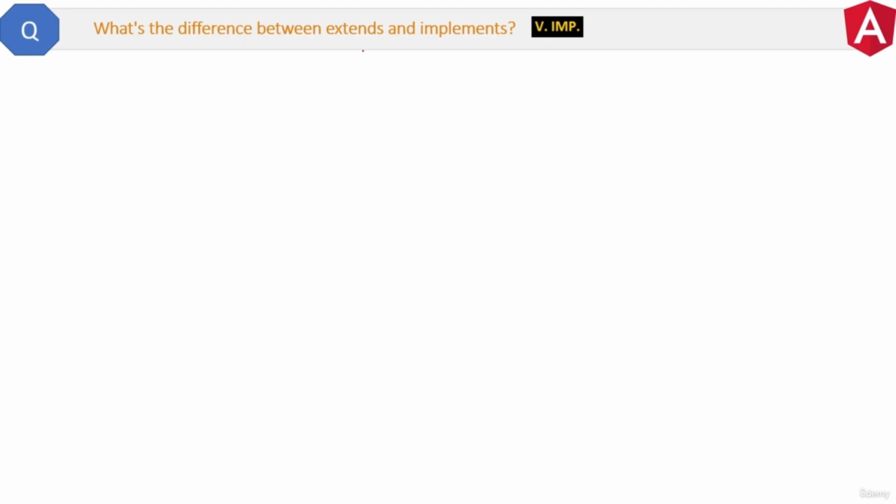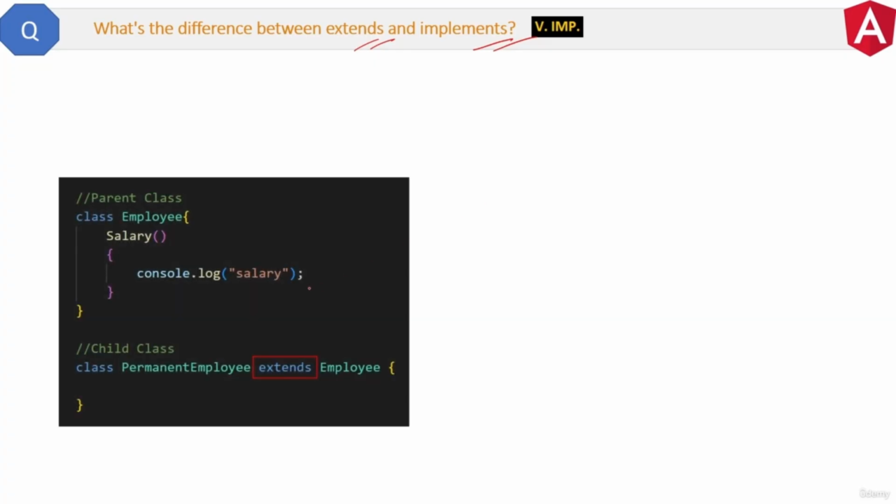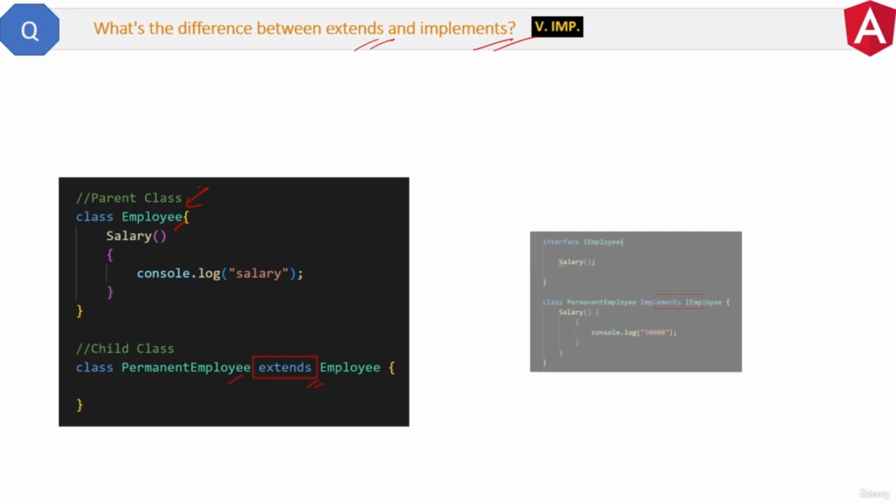Now here again we have a very important question from an interview perspective. What is the difference between extends and implements? Let me show you the extends code first. Here we have a parent class employee. Below we are deriving from this parent class and creating a child class permanent employee class by using this extends keyword. So basically extends means inheriting the base or parent class. On the other hand, implements refers to inheriting the interface.